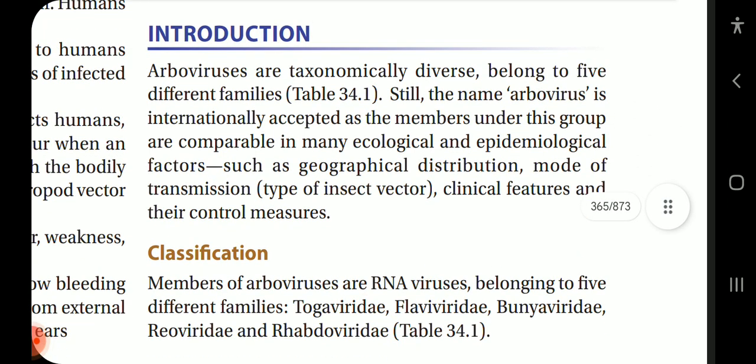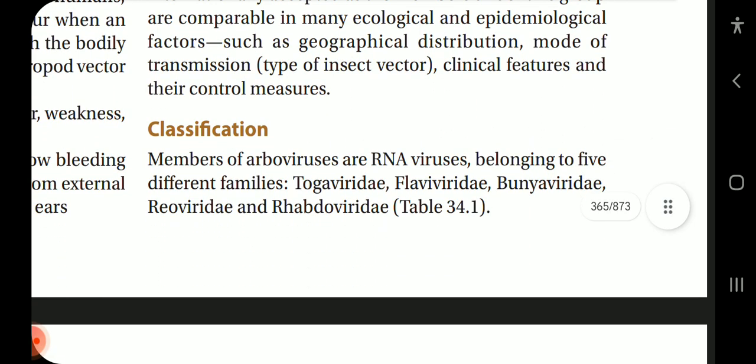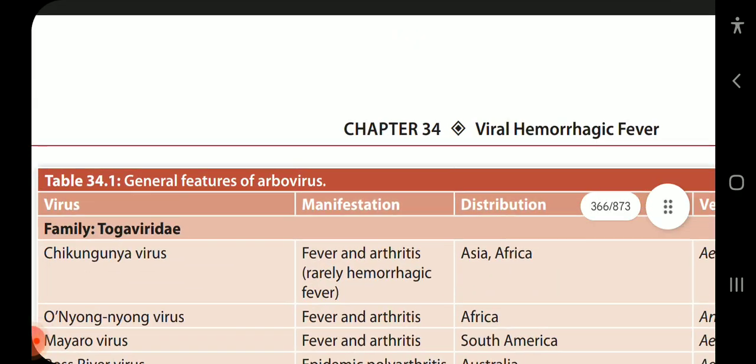Introduction. Arboviruses are taxonomically diverse and belong to 5 different families. Still, the name arbovirus is internationally accepted as the members under this group are comparable in many ecological and epidemiological factors such as geographical distribution, mode of transmission, type of insect vector, clinical features, and their control measures. Classification. Members of arboviruses are RNA viruses belonging to 5 different families: Togaviridae, Flaviviridae, Bunyaviridae, Reoviridae, and Rhabdoviridae.